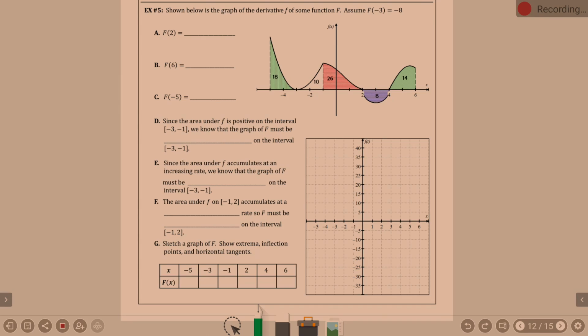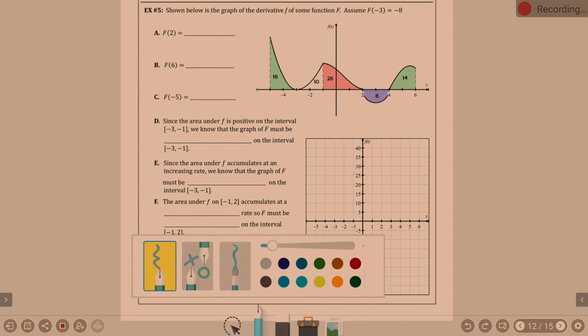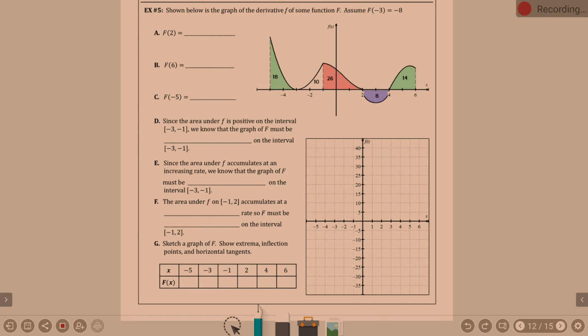Shown below is the graph of the derivative f of some function capital F. Assume F of negative 3 equals negative 8. So vocabulary-wise, when we say assume F of negative 3 equals negative 8, I am going to use the idea that that is an initial value.